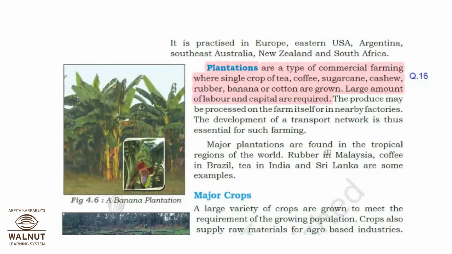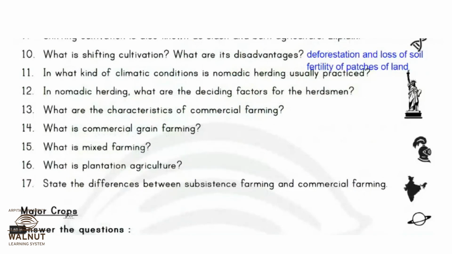So major plantations are found in the tropical regions of the world: rubber in Malaysia, coffee in Brazil, tea in India and Sri Lanka. These are some of the examples. Okay. And the last question we have already discussed, the differences between subsistence farming and commercial farming. There were 4 points which I have shown in the PPT slides that you have to refer to. Okay, so in this way we have completed the second part of agriculture related to types of farming.